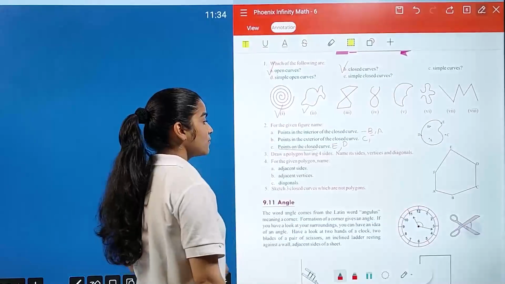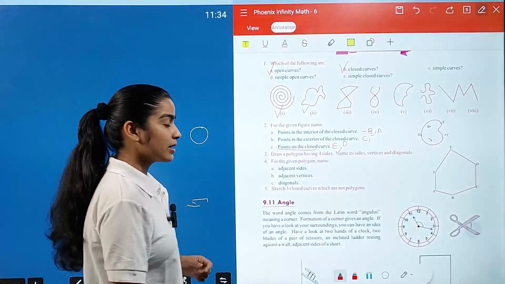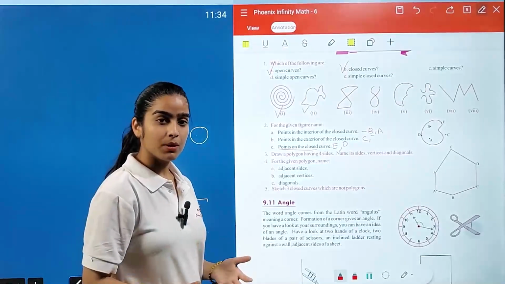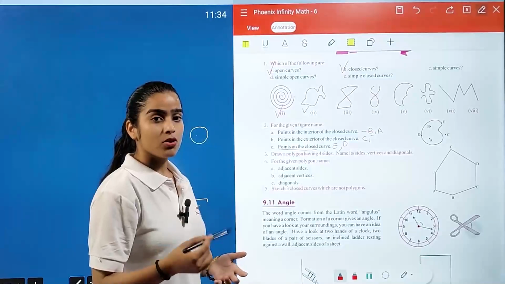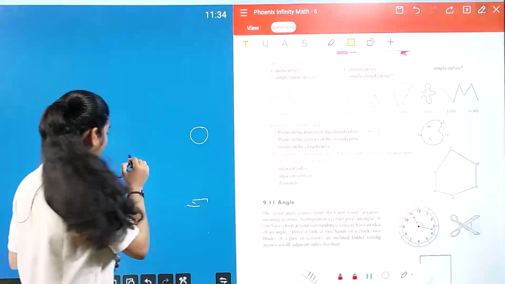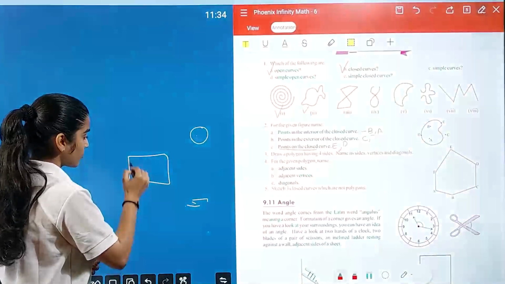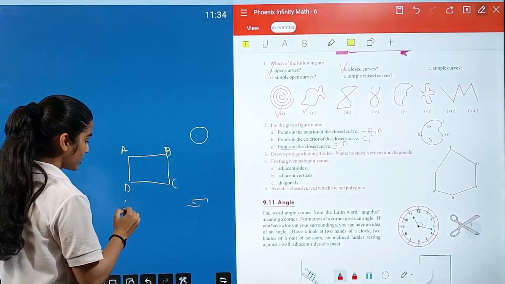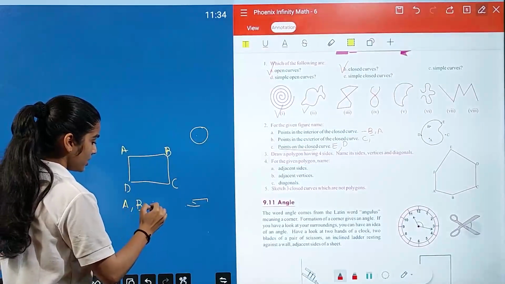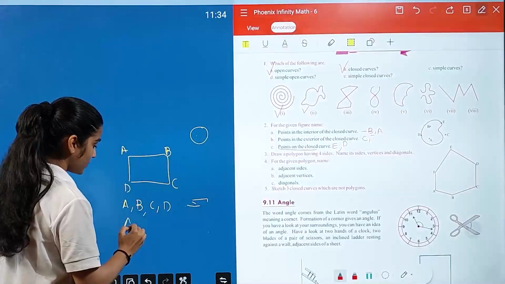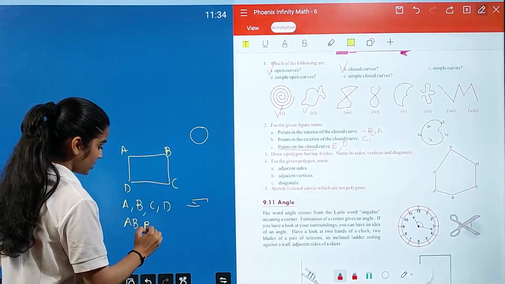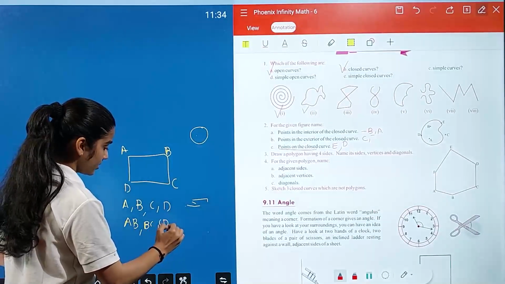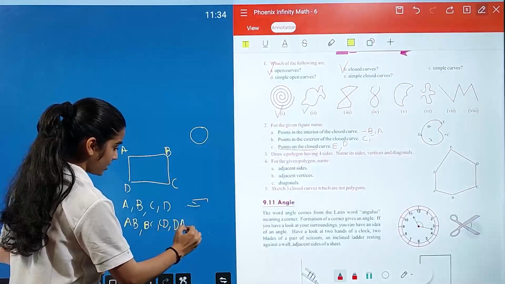Draw a polygon having four sides, name its side, vertex and diagonal. So you can make a square and you label it A, B, C, D. So your vertex will be, if you make a square A, B, C, D, your vertex will be A, B, C and D. Your sides will be AB, BC, CD and DA.